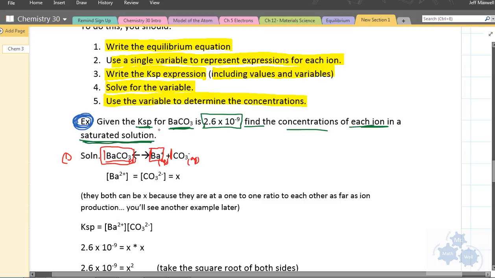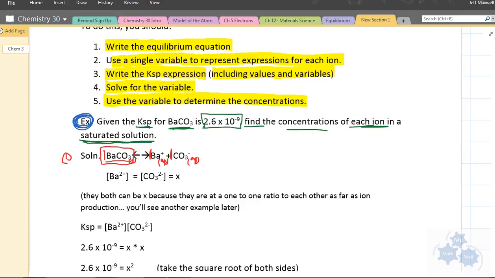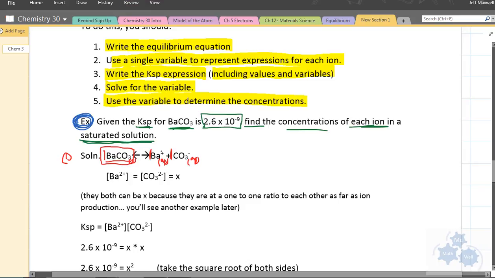I think there's actually something that didn't get, just noticing here. I'll have to check my notes. It should be 2 plus and 2 minus here. Just notice that. You have barium ion and carbonate ion. So you have 1:1:1. So 1 mole of this produces 1 mole barium and 1 mole carbonate. Oh yeah, it's down here. I guess I just missed that typo.